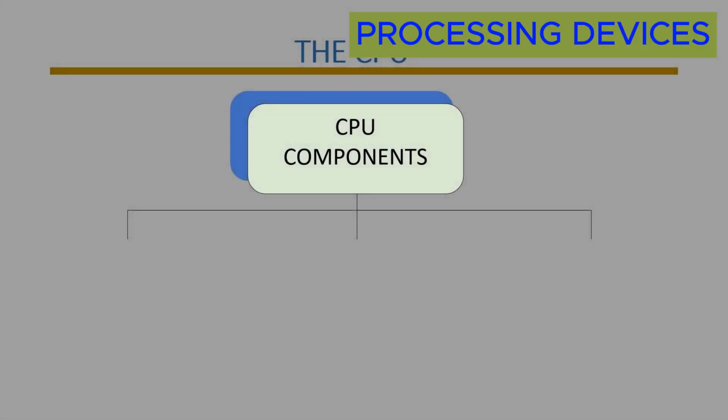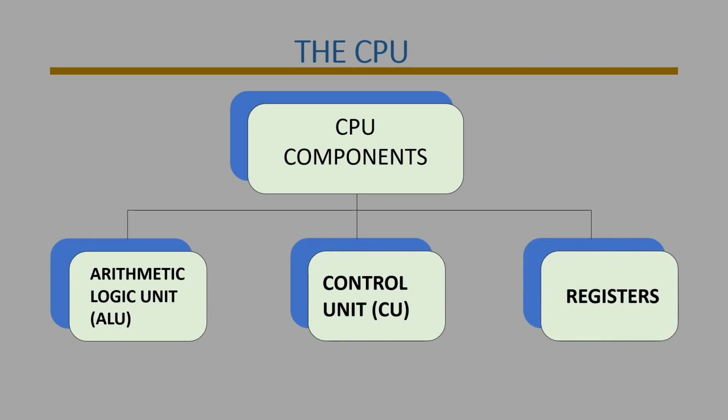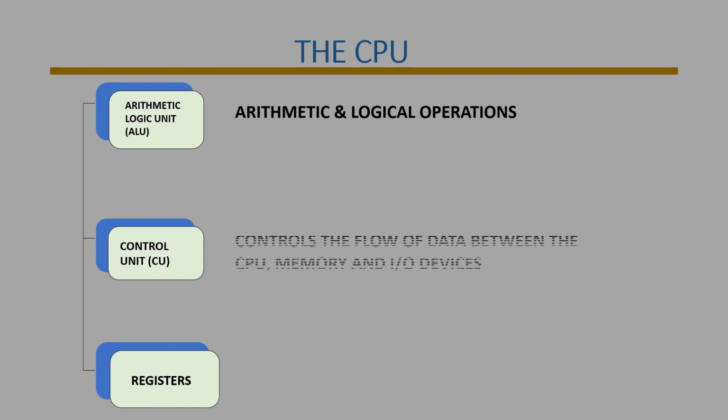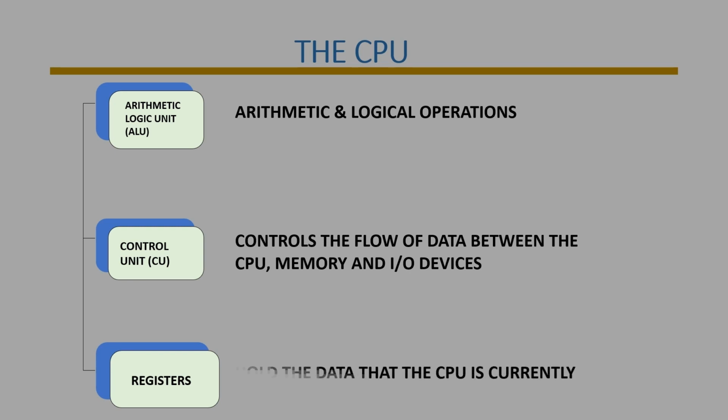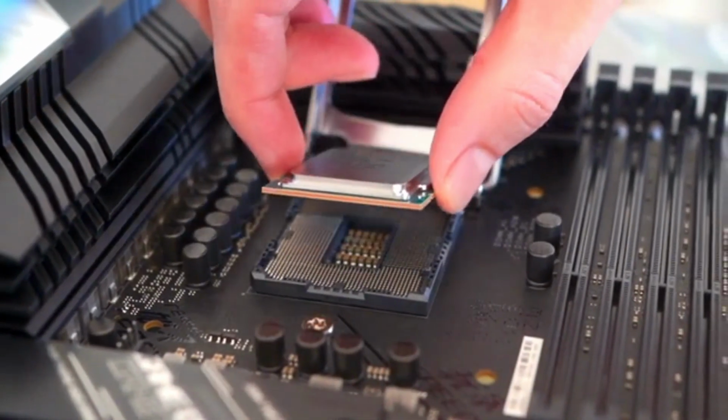The CPU is composed of several components, including the arithmetic logic unit, the control unit, and the registers. The arithmetic logic unit performs arithmetic and logical operations. The control unit controls the flow of data between the CPU, memory, and input/output devices. And the registers hold the data that the CPU is currently processing. The CPU is constantly following instructions of computer programs that tell it which data to process and how to process it. Without a CPU, it will not run programs on a computer.